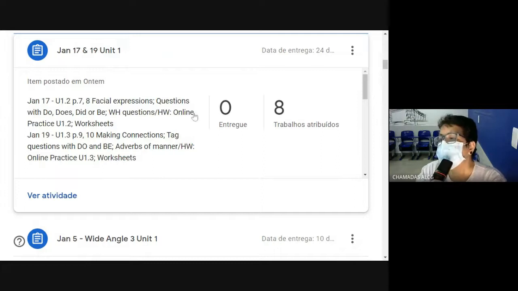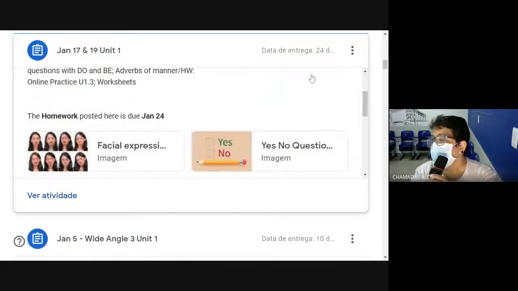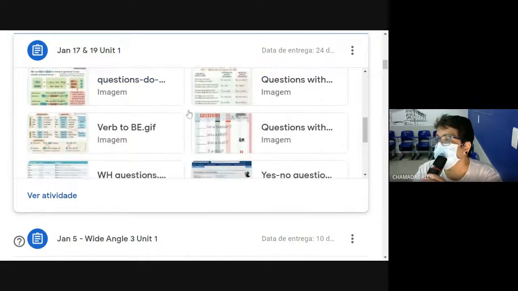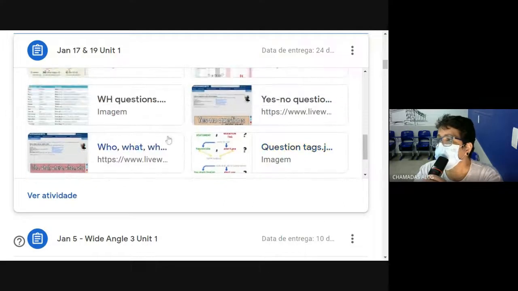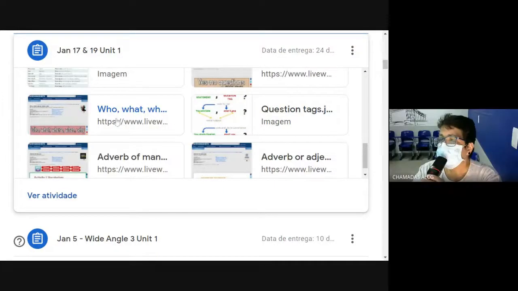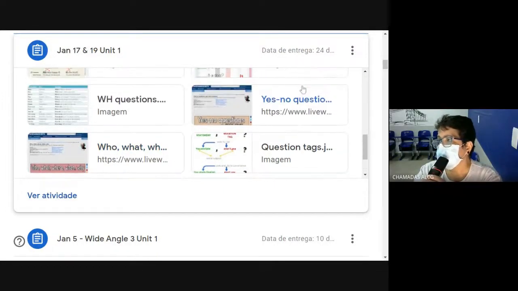Homework: online practice, unit 1.2, and the worksheets. Okay? The deadline for this homework is January 24. Okay? Here we have some extra material for you and the worksheets. Look, yes/no questions and WH questions. Here, two worksheets about our class today.